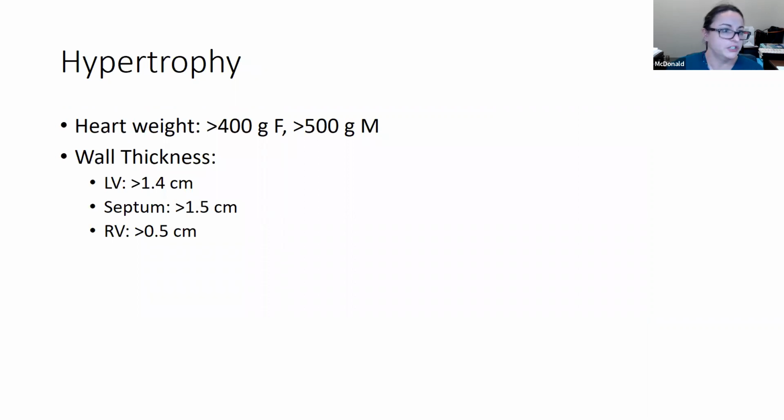And they, in general, give the definition that a heart weight greater than 400 grams is abnormal in females and greater than 500 grams is abnormal in males. And for wall thickness measurements, anything greater than 1.4 centimeters for the left ventricle, 1.5 for the septum, and 0.5 for the right ventricle.